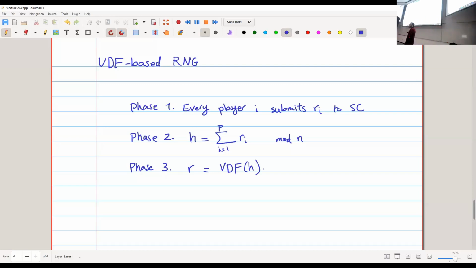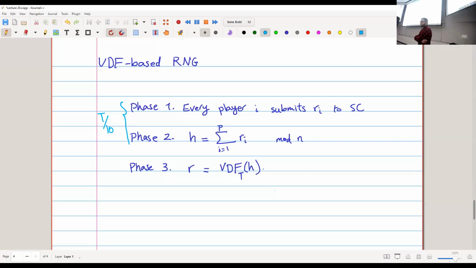So we don't have commits or reveal. We just basically give out our value of RI. There is no revealing or anything. Why does this work? Let's say that this VDF is with parameter T, so it takes T units of time to compute. And let's say that for these two phases combined, I gave T over 10 units of time.